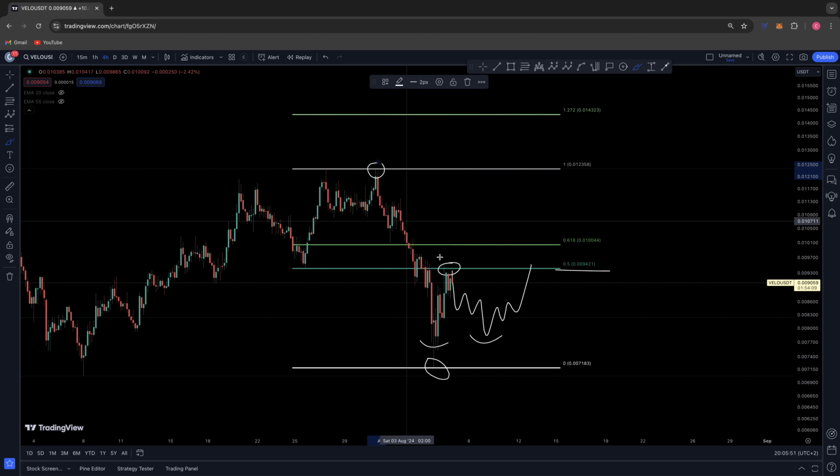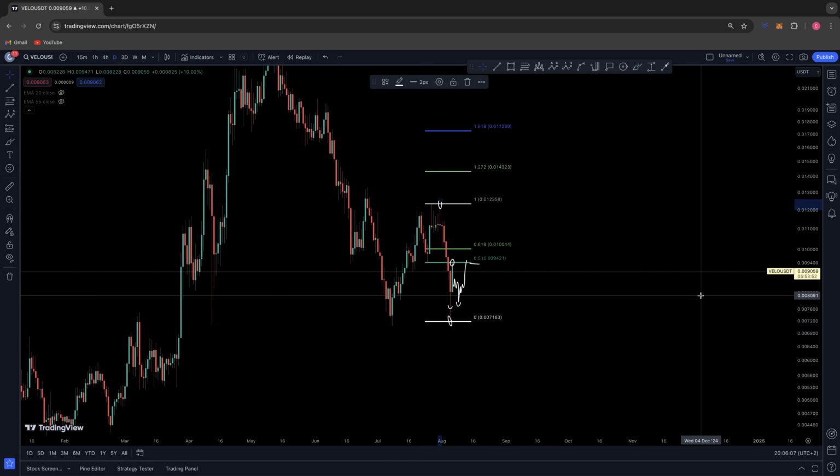So that's what I want to see on the 4 hour. Come back for a higher level of support here and then go for the break, not straight away off of this sort of recovery we've seen now. So it would be nice to come for a pullback on the 4 hour, look for a higher level of support and then go for the break. That's my outlook on the short term.